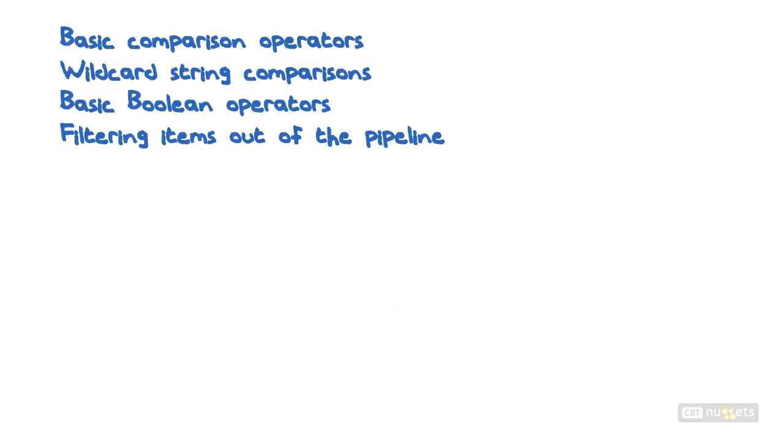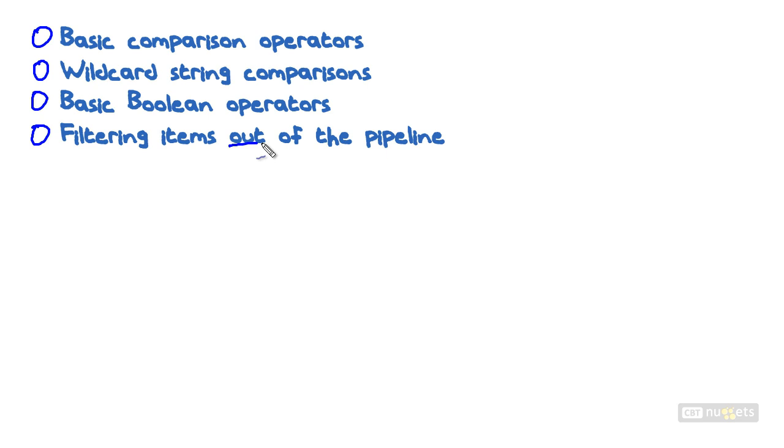In this nugget, we'll start with some basic comparison operators, and because a lot of the comparisons you'll be performing will involve string comparisons, we'll also look at a very cool wildcard string comparison. And in the event that you want to do multiple comparisons, we'll look at some basic Boolean operators that let you do that. All of this, though, is building up to the goal of filtering items out of the pipeline, getting a bunch of things, and then getting rid of the ones you don't want.